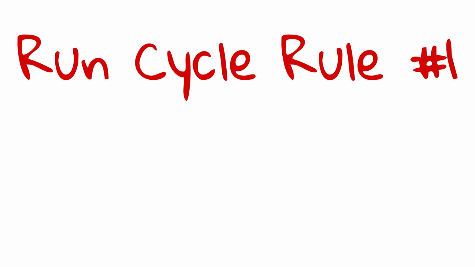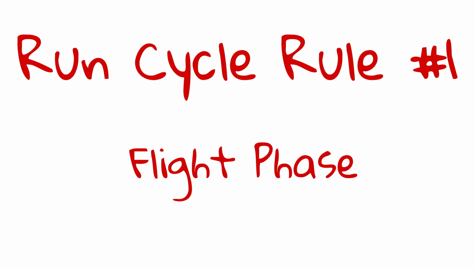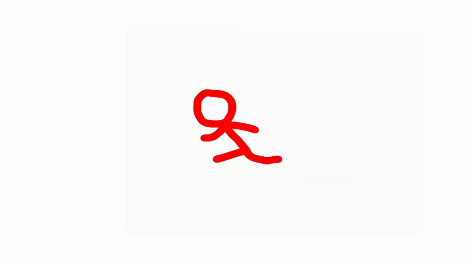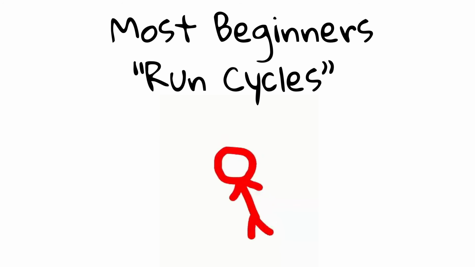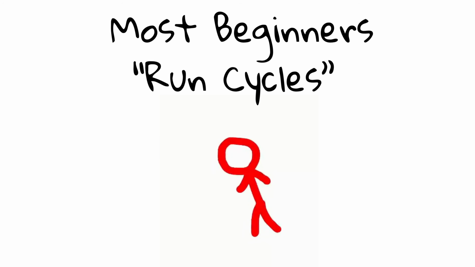Run cycle rule number 1, flight phase. You see, the biggest difference between a walk cycle and a run cycle is that in a walk cycle, at least one foot is usually touching the ground. But in a run cycle, there are moments where both feet leave the ground. That's called the flight phase.